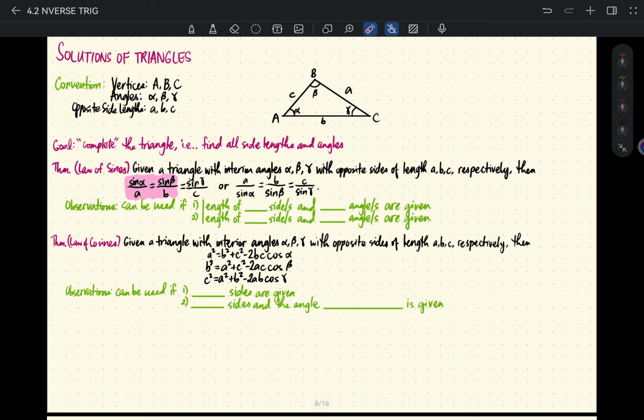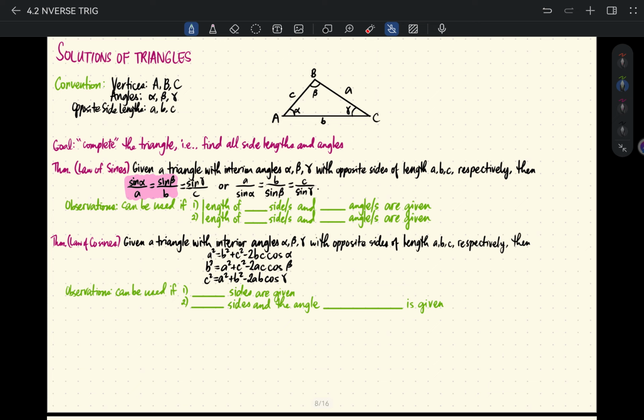As you can see here, we have four unknowns involved. You have alpha, you have a, you have beta, and b. So how can we possibly solve for one unknown? That would be possible if you know three out of these four. So for example, let's say you don't know alpha, then to obtain alpha using the law of sines, you need a, b, and beta.